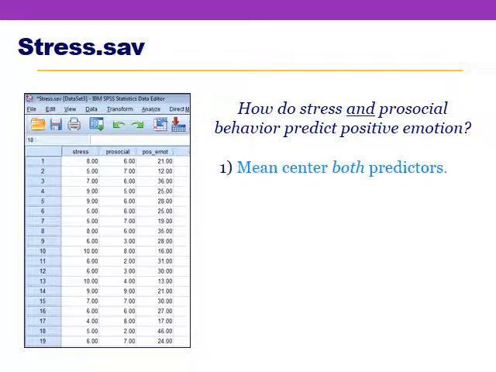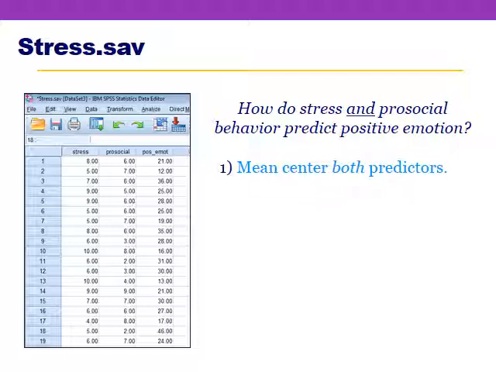So here are the steps that we're going to have to follow to test for an interaction between stress and prosocial behavior, our two predictors. And they're going to look very similar to the steps that we did last week. In fact, they're even a little simpler, I think, than the steps that we did last time.